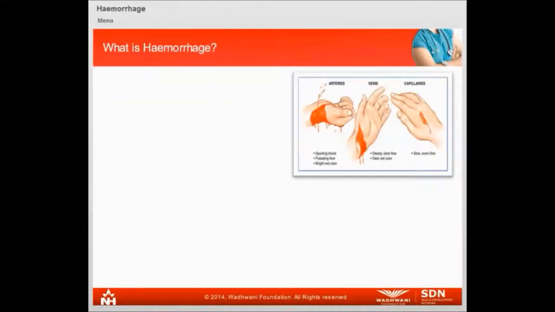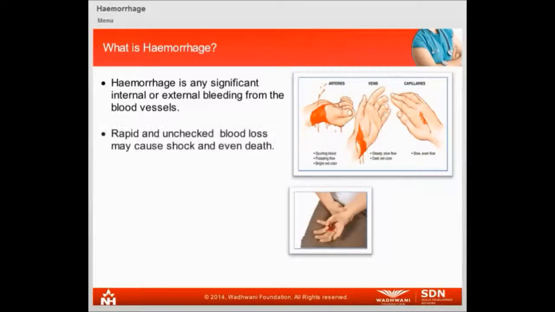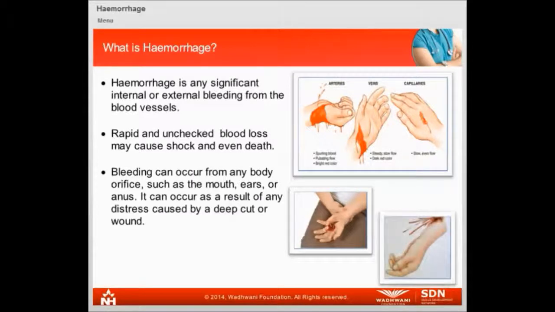Now let's see what hemorrhage is. Hemorrhage is any significant internal or external bleeding from the blood vessels. Rapid and unchecked blood loss may cause shock and even death. Bleeding can occur from any body orifice, such as the mouth, ears, or anus. It can occur as a result of any distress caused by a deep cut or wound.